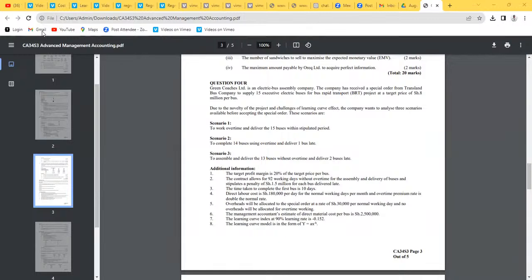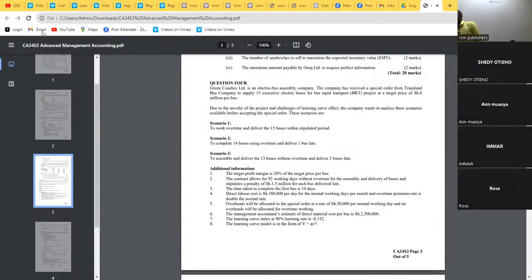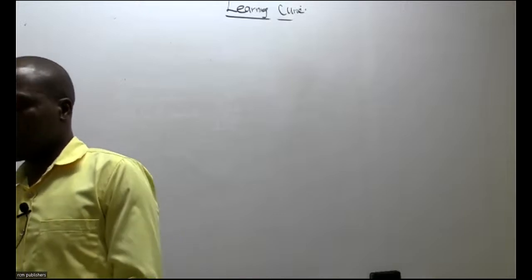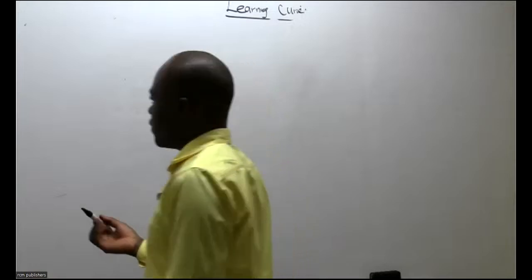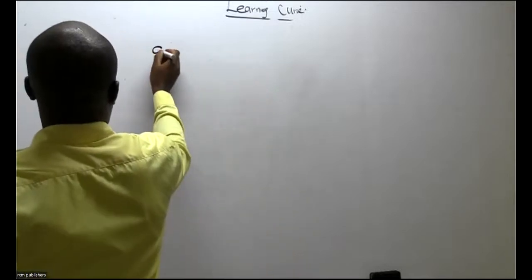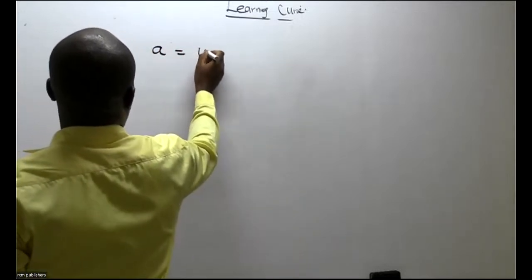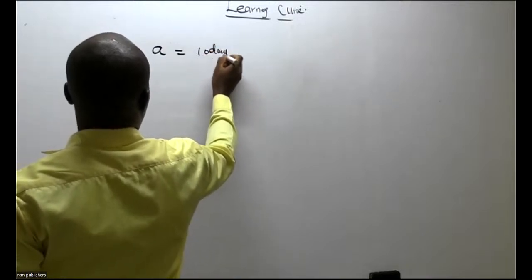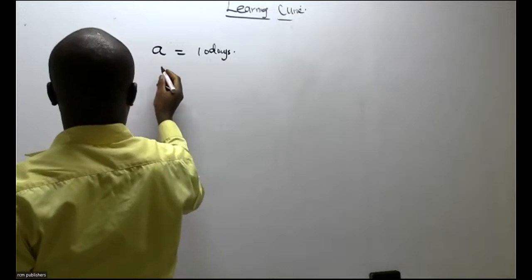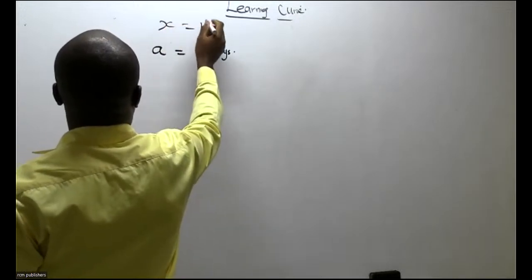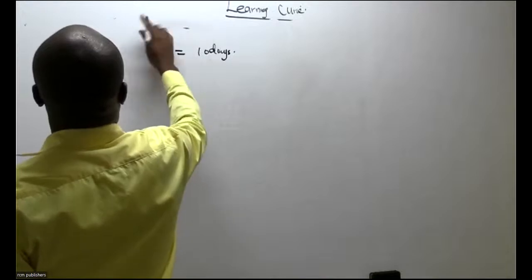Scenario number one. We are being told that the number of days taken to produce one bus is equivalent to 10 days. These people are required to produce X, which is 15. So let's just start with the scenario.